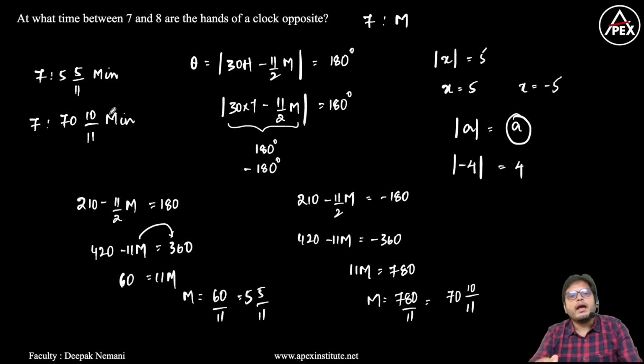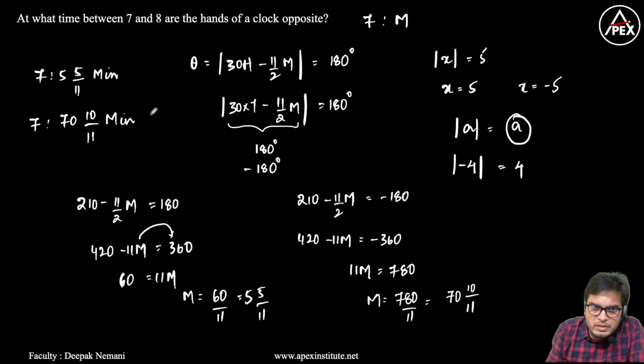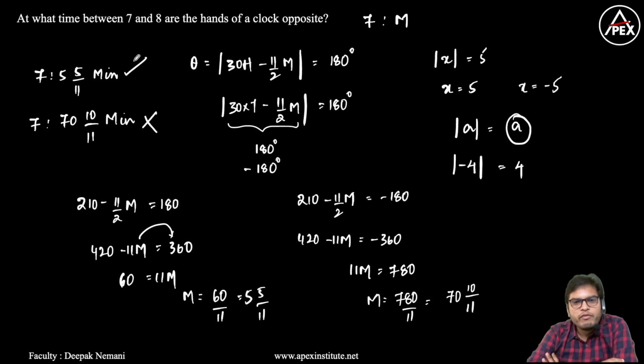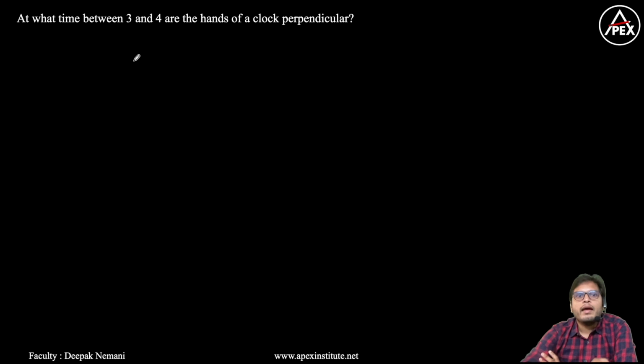Now, can we have 7 hours 70 minutes anywhere? No, because any hour will have 60 minutes, right? So 7 hours 70 10 by 11 minutes is not possible. So the answer for this question should be 7 hours 5 by 11 minutes. So that should be your answer. Now, moving ahead to next question. At what time between 3 and 4 are the hands of a clock perpendicular? Right?